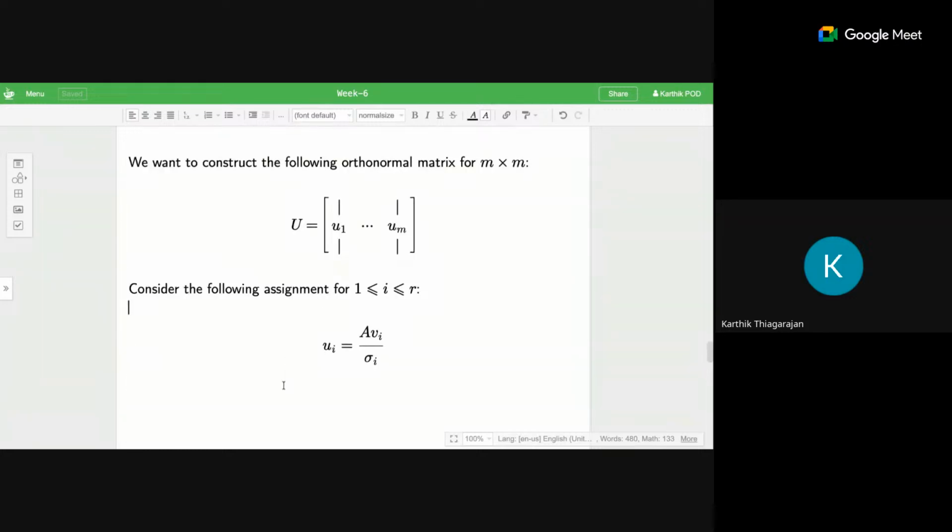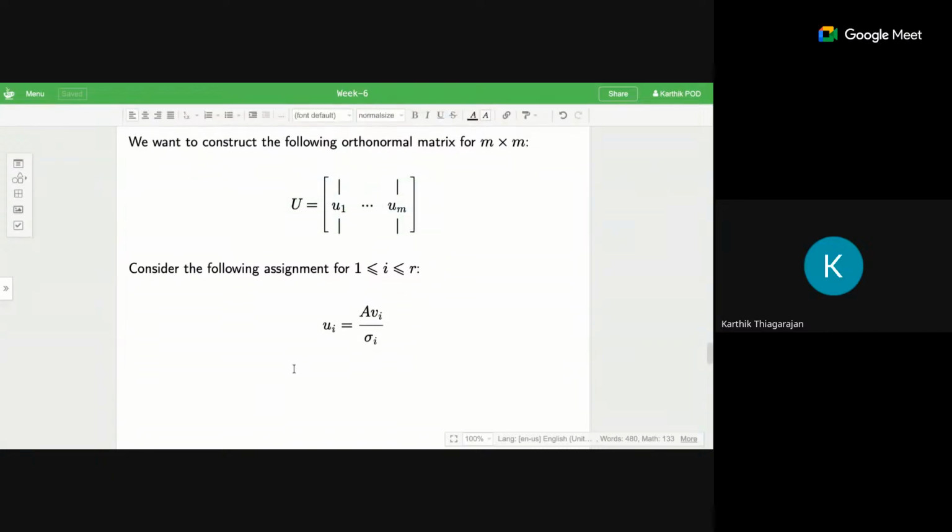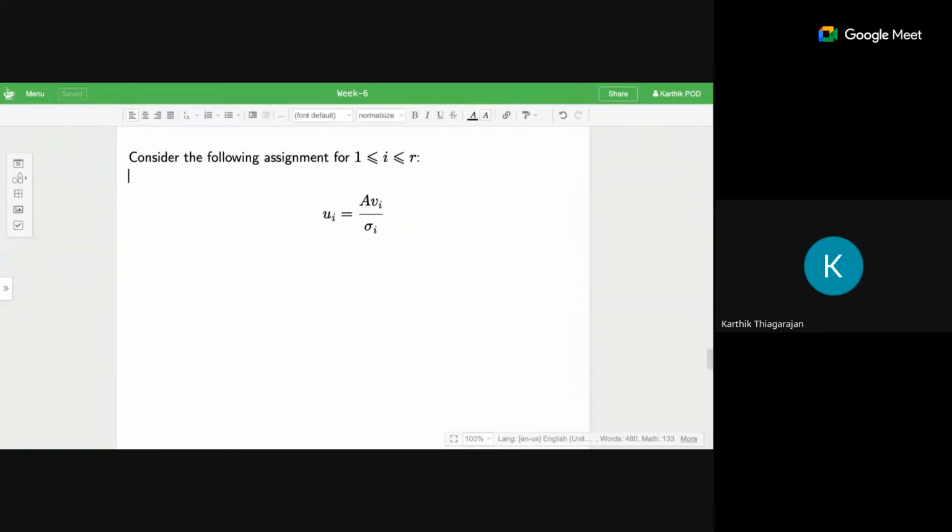So what is the first thing you check now? If I say that this is U1, U2, you should ask me two questions. I claim that the first R columns of U are these R vectors. So if that claim is true, what are two things that you'll have to check? That they are unit vectors and they are orthonormal. Yeah, exactly. So check if, first of all, U1 to UR are orthonormal.